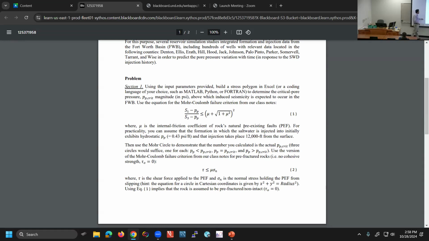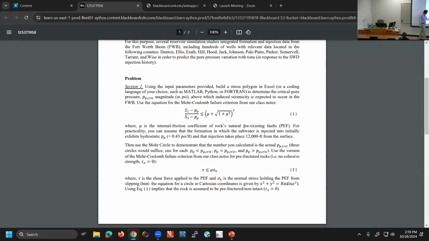Use the version of the Mohr-Coulomb failure criterion from our class notes for pre-fractured rocks, i.e. no cohesive strength, tau not equal to 0, where tau is the shear force applied to the PEF, and sigma n is the normal stress holding the PEF from slipping. I know in class I was using two L's, the same thing. Hint, the equation for a circle in Cartesian coordinates is given by x squared plus y squared equals radius squared. And then I wrote this line last night. I didn't see that I mentioned it here.